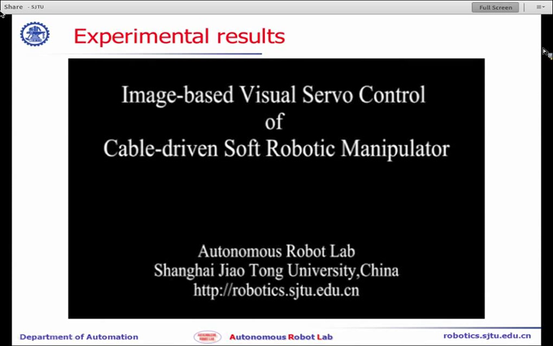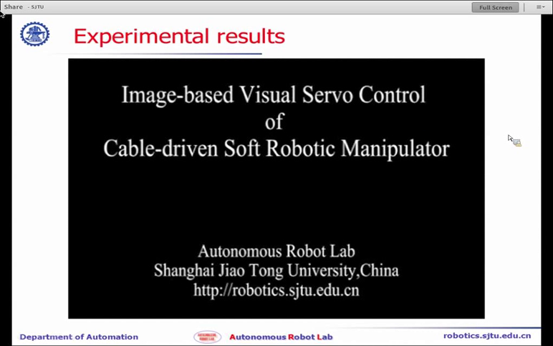We can see that the green circle is the current position of the feature point in the image plane, and the red circle is the desired one. Here the image is the only feedback. And this current position will approach the red circle, and later on we will give some disturbance. We can see that we apply some disturbance, and this controller can converge quickly to the desired position again.